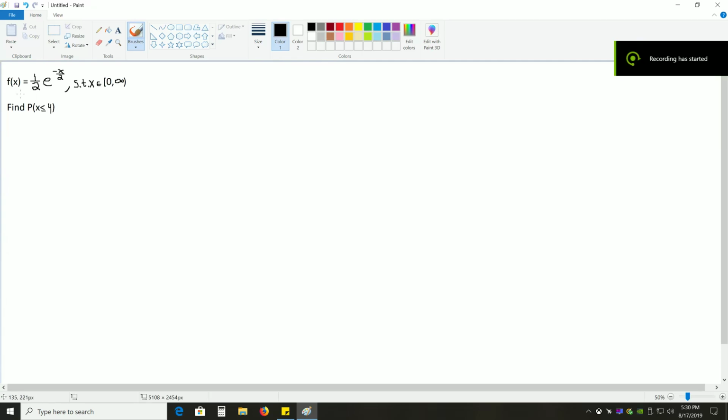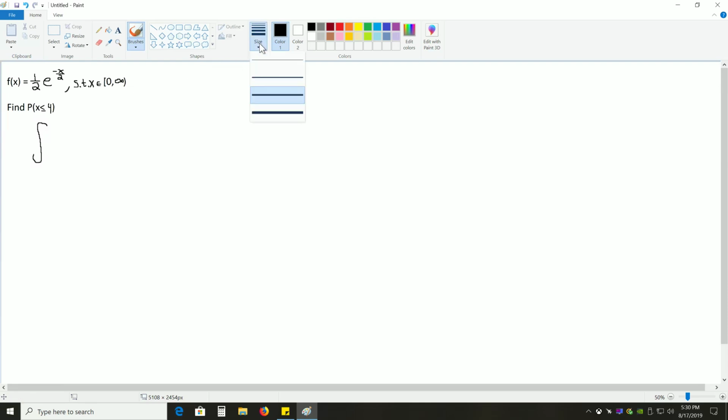In this problem, we have f of x equals 1 half e to the negative x over 2, such that x is in the domain 0 to infinity, including 0. We want to find the probability that x is less than or equal to 4. To find this probability, we need to set up an integral.